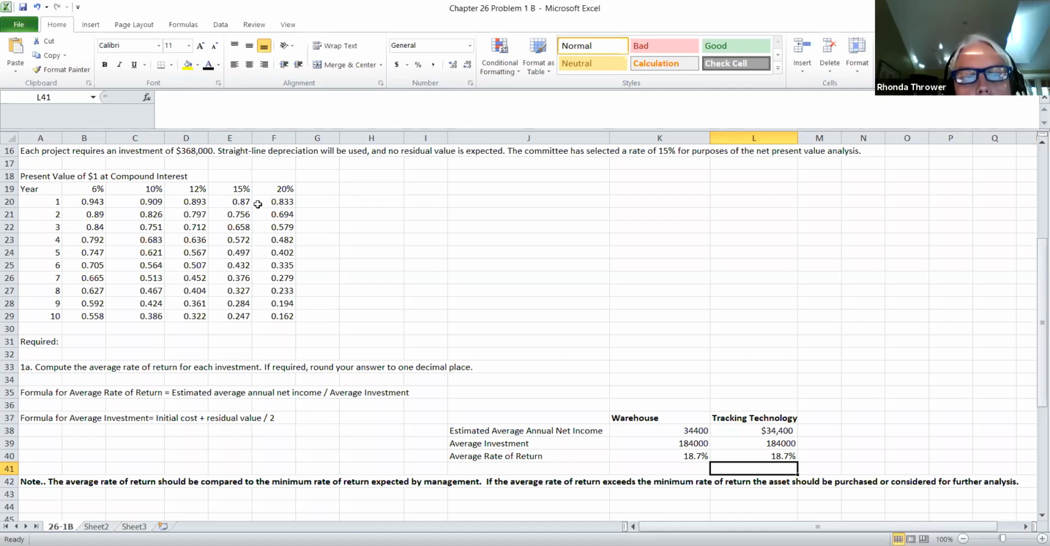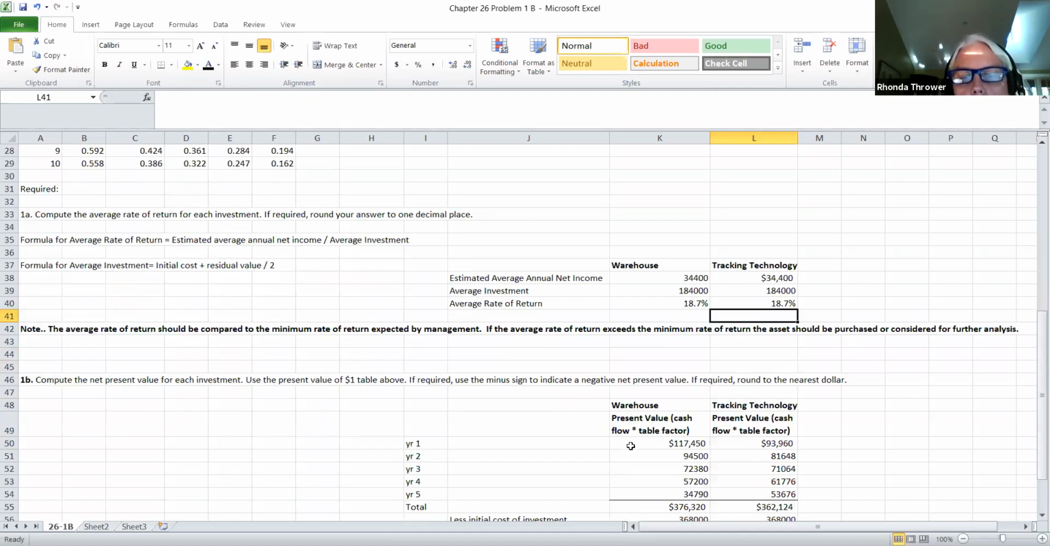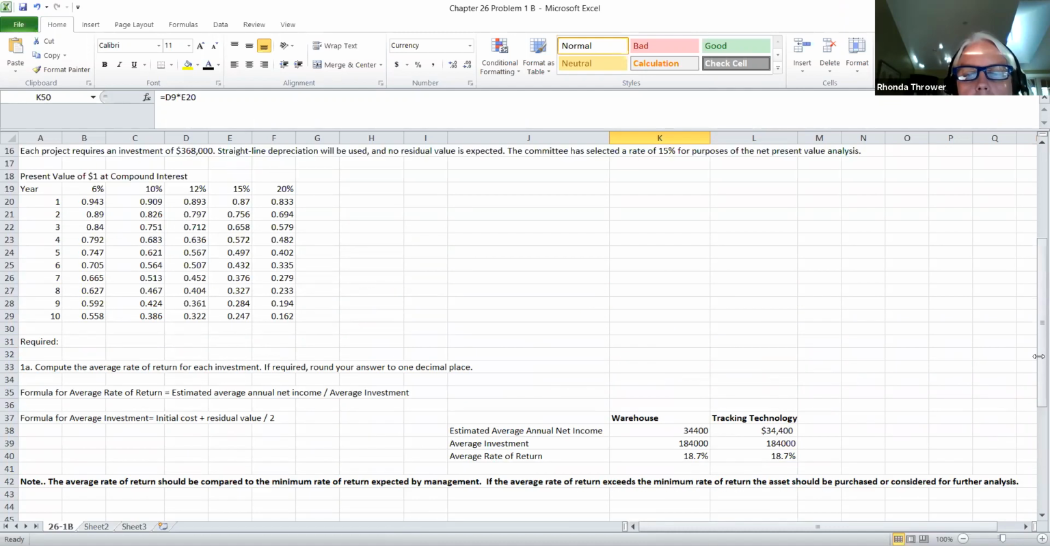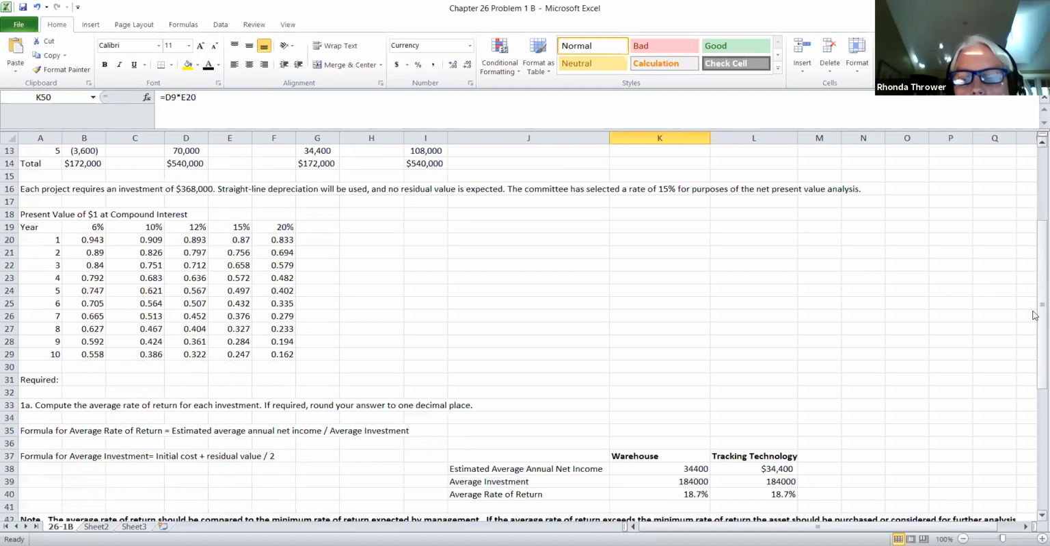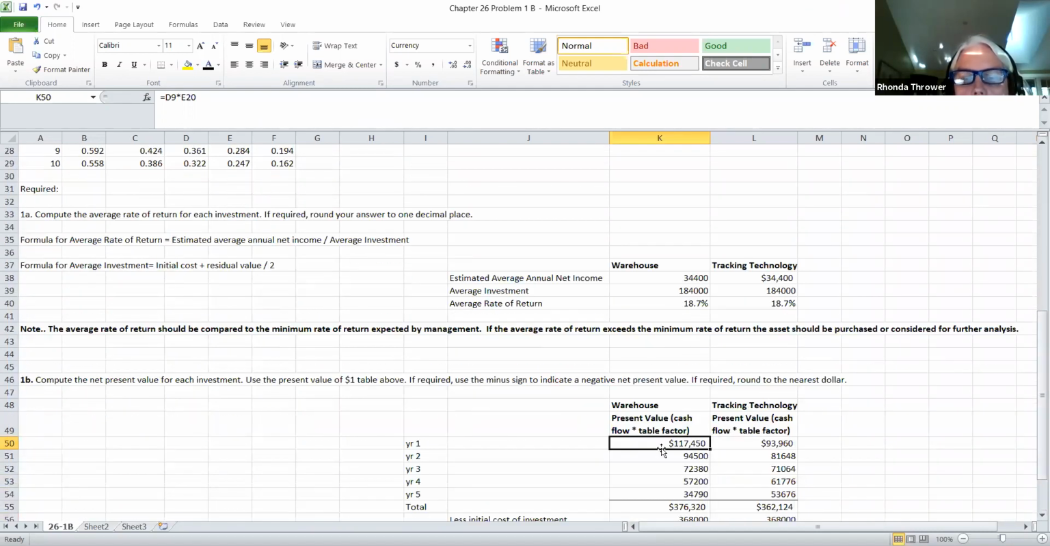In year 1, the table value amount is 0.87. So what you're going to do is you're going to take the cash flow for year 1 for the warehouse, which was 135,000. You're going to multiply that by the table value factor for 1 year at 0.87. So 135,000 times 0.87 will give you the present value of that cash flow.